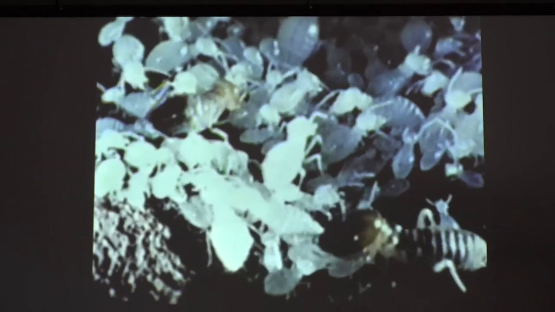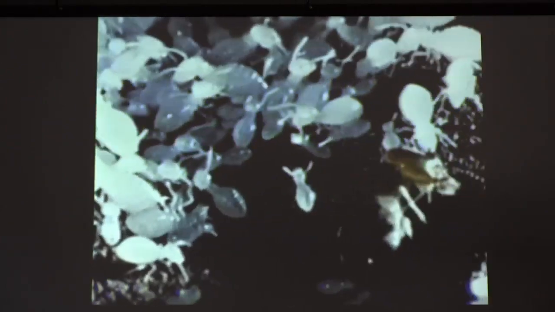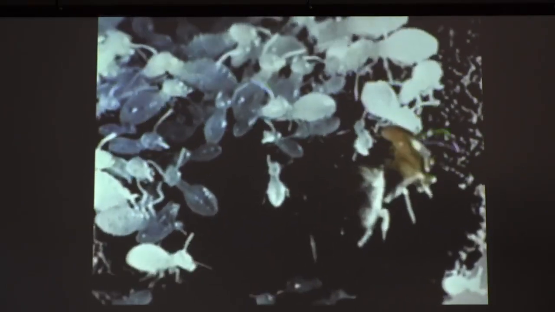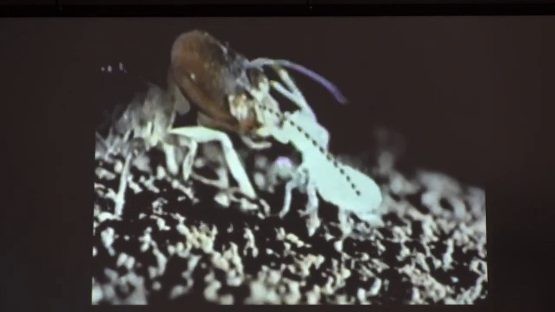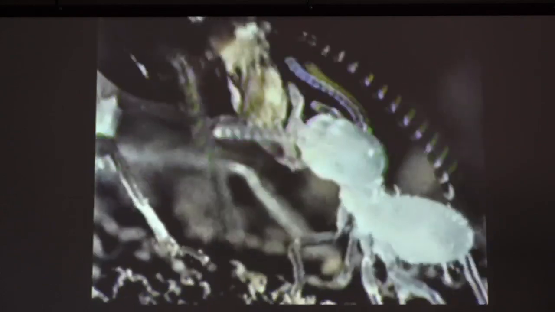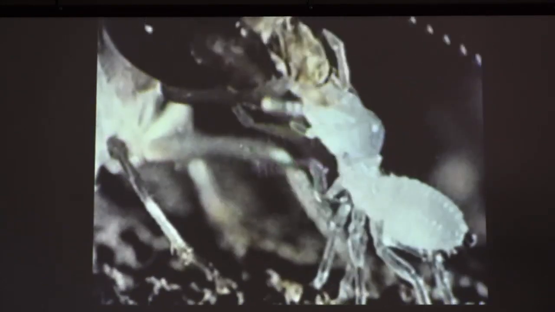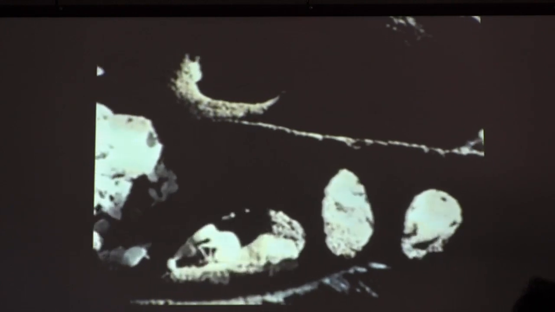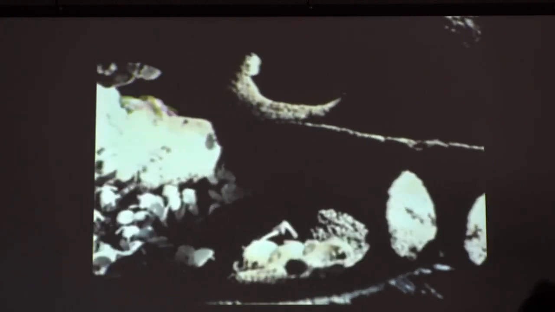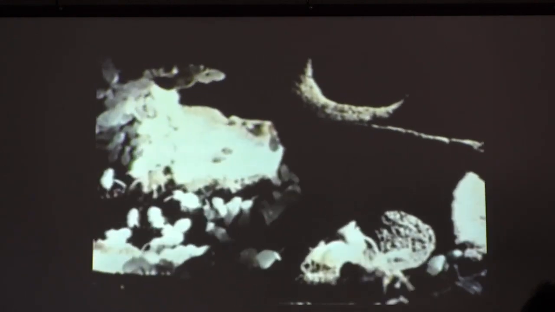Workers have a full-time job keeping the young clean and well-fed, and a hungry baby termite begs for food as appealingly as any puppy. These new generations make up almost 50% of the population.